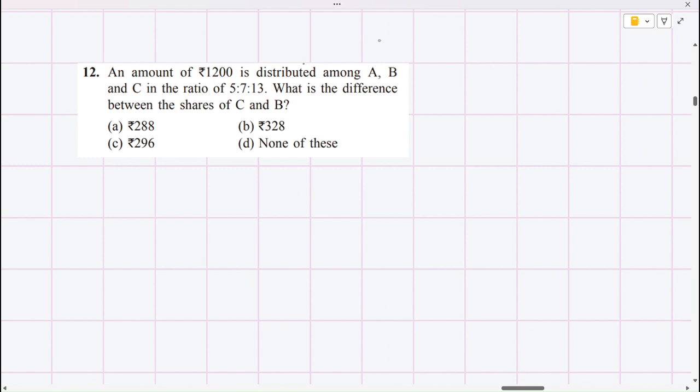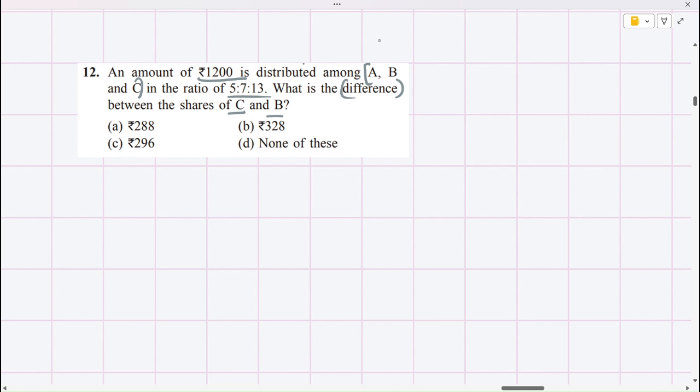Now the next question says an amount of 1200 rupees is distributed among A, B and C in this particular ratio. Then they're asking what is the difference between the shares of C and B. So basically they are not asking this directly, but they're asking the difference between their shares. Right? So they are asking in an indirect way. So one way is that we go with the full approach. For example, okay let's just do it once quickly.